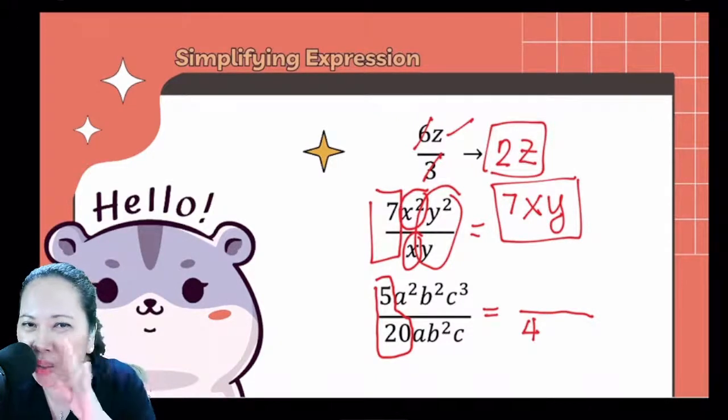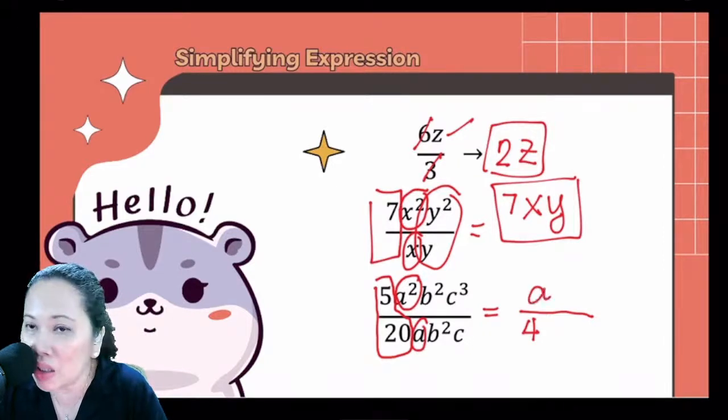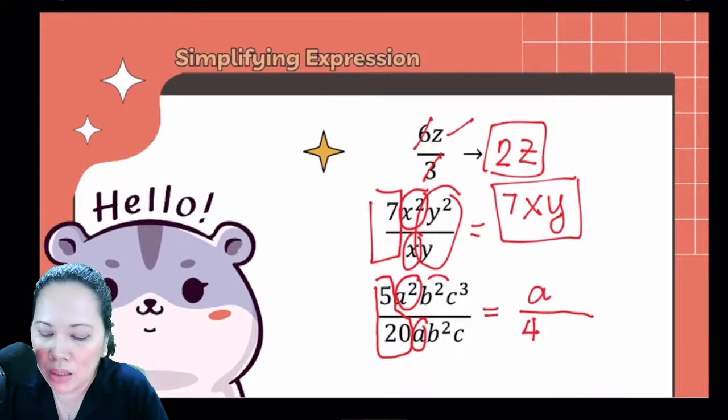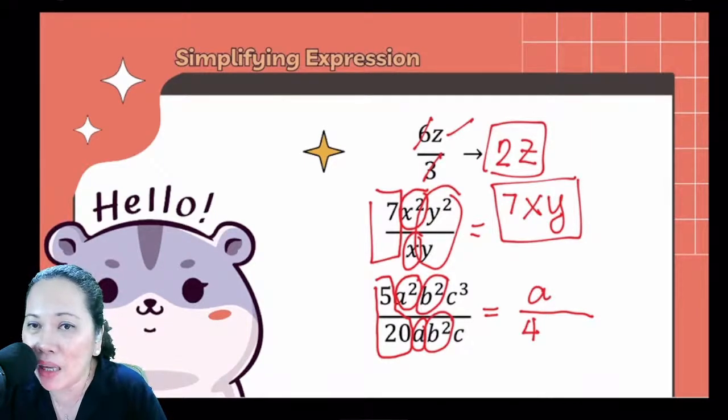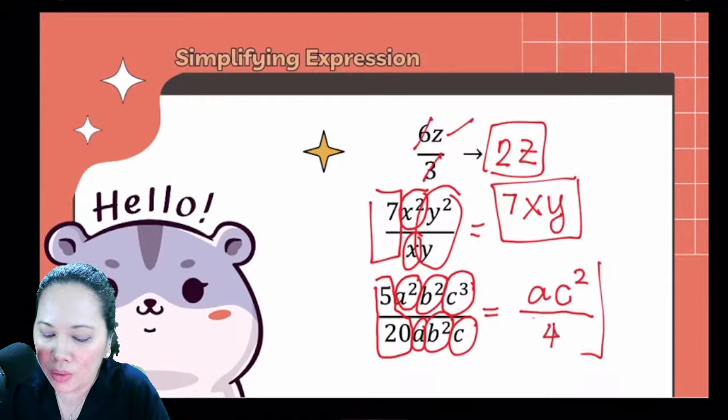So you don't need to write 1 because it's 1 anyway. Okay. Followed by a squared minus a. That will be a, which is on top. B squared minus B squared will be 0, so you don't have to write that. That's considered 1. C cubed minus C will be C squared. So your final answer will be AC squared over 4.